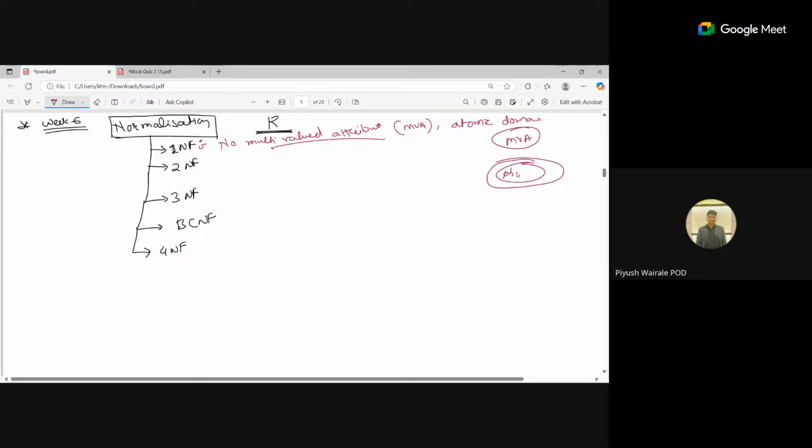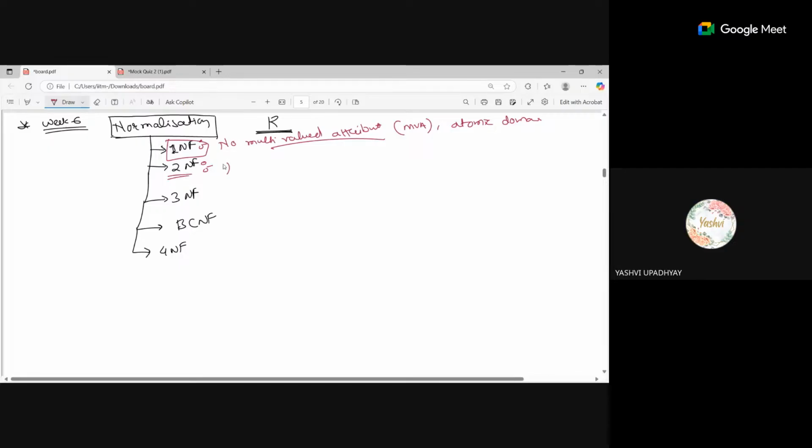Let's say, for example, phone number. In a particular column we cannot store two phone numbers, because it's difficult to update or insert. So we don't do that. There should be no multi-valued attribute, so we can say the relation is in 1NF. Okay, simple one. What about 2NF?